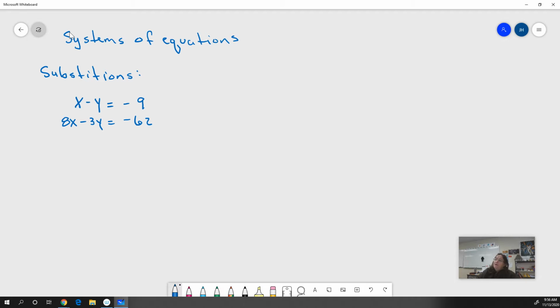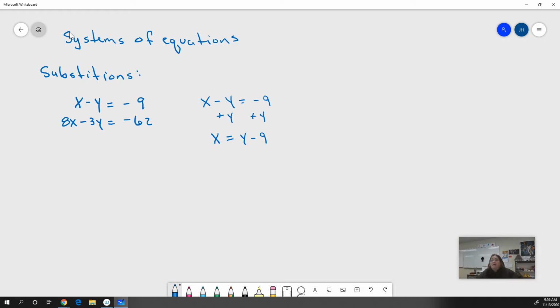So I'm going to go ahead and solve this equation here for x. I could solve it for y if I want, but y is negative. And so I'm going to solve it for x because it saves me a step. So if I have x minus y equals -9, and I want to solve it for x, I just want x to be alone on this side of the equal sign. So I'm just going to add y to both sides, and I get the equation x equals y minus 9.